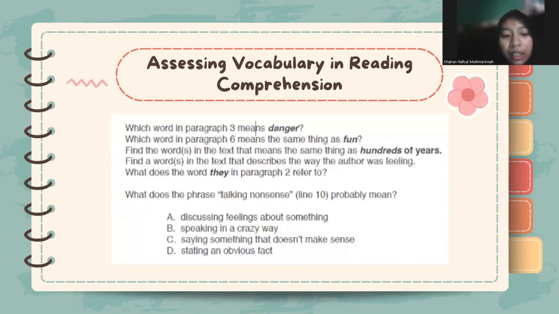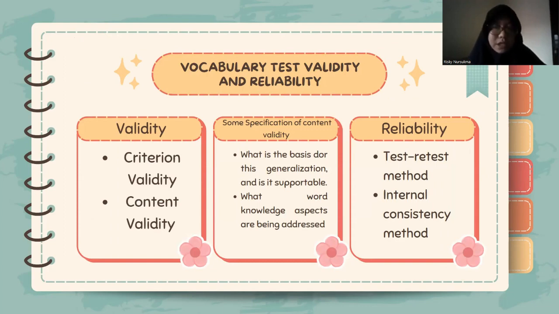Okay, next we move to vocabulary test validity and reliability. Validity, in simple terms, we can define as the quality or state of being valid, and reliability is the quality of being trustworthy. In validity, there are criterion validity and content validity. And next, some specifications of content validity: what is the basis to this generalization and is it supportable? And the last, what word knowledge aspects are being addressed. And in reliability, there are the test-retest method and the internal consistency method.